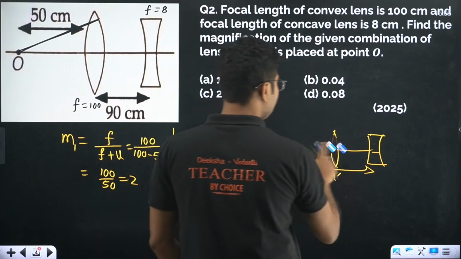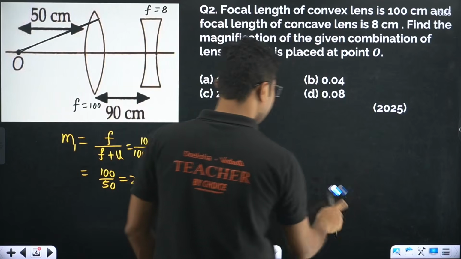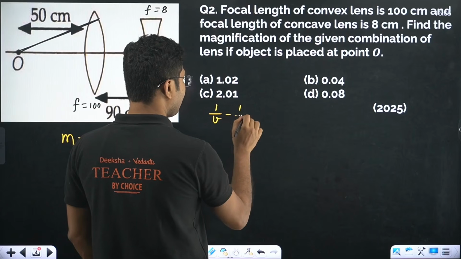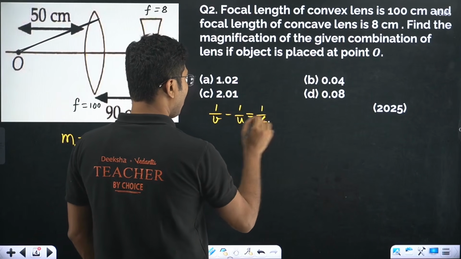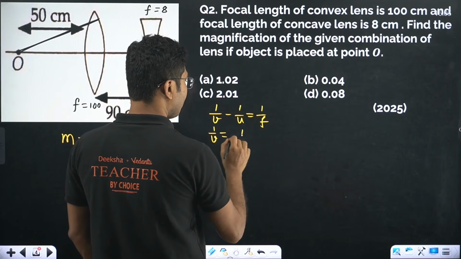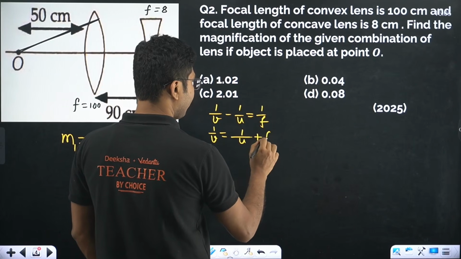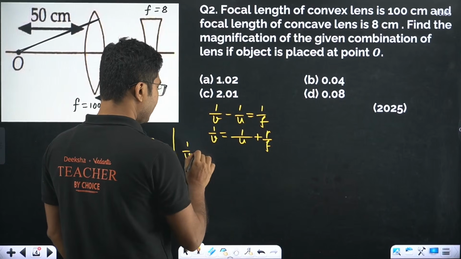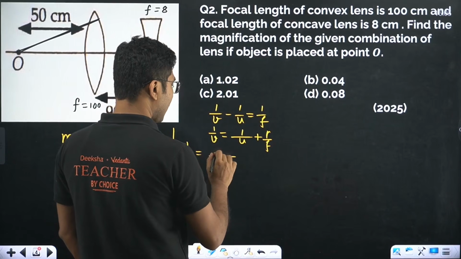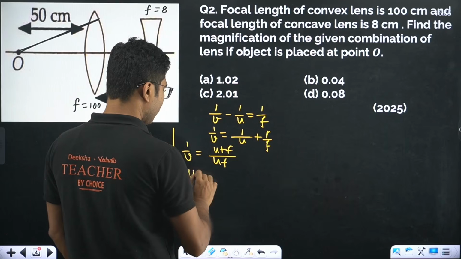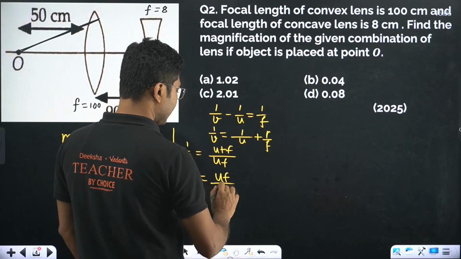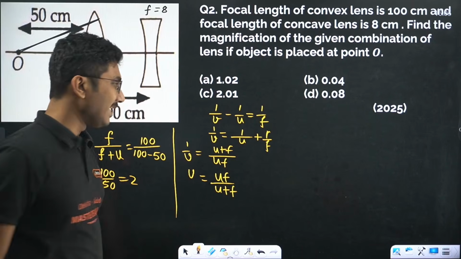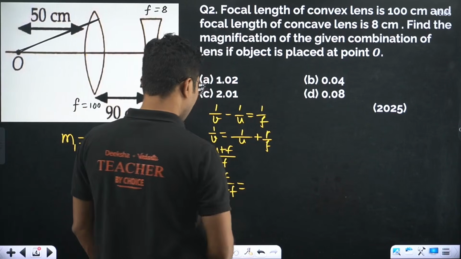So how to do that? Obviously we will use the lens equation for the first lens. The lens equation gives us 1 by v minus 1 by u equals 1 by f, or 1 by v equals 1 by u plus 1 by f. This goes to the other side and becomes positive. So we get 1 by v equals (u plus f) by uf, or v equals uf by (u plus f). This is again a formula that you can remember, and that will also be very, very helpful in COMEDK.